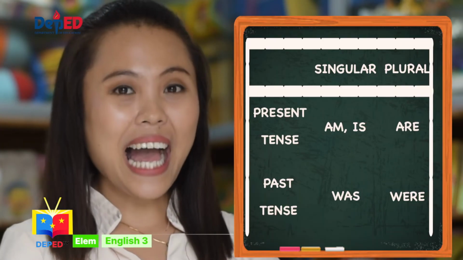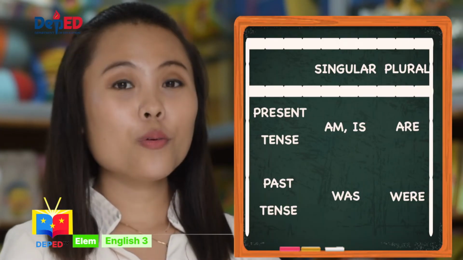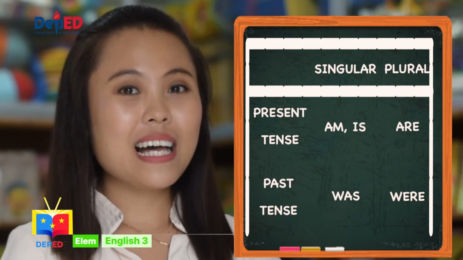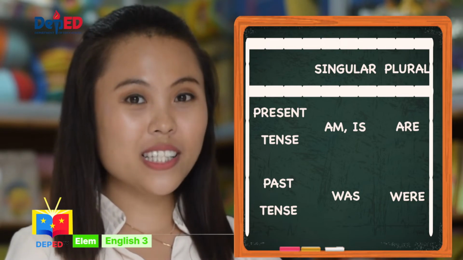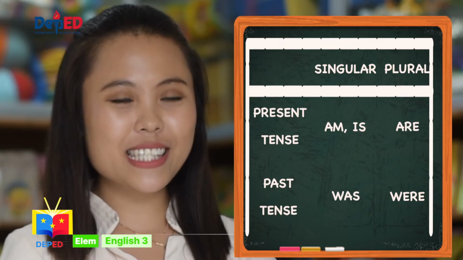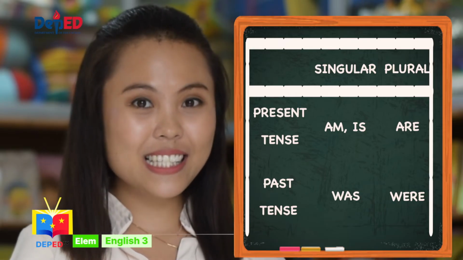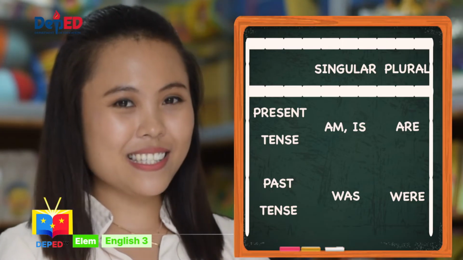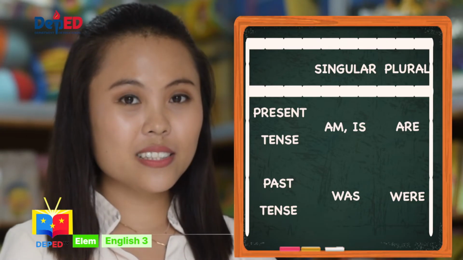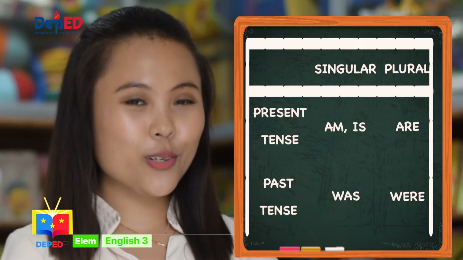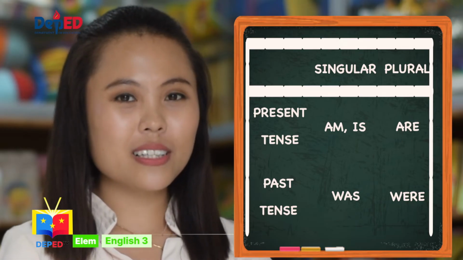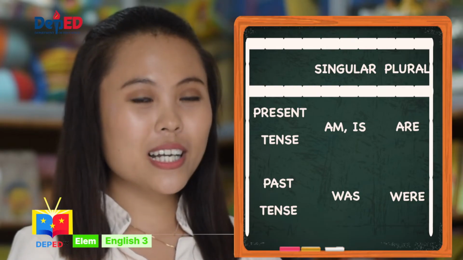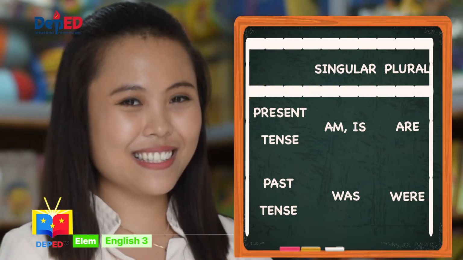Again, am, is, was, are, and were are be verbs. Am, is, and was are used for singular subject. Am and is in the present tense, while was is in past tense. On the other hand, are and were are used when the subject is plural. Are is used for the present tense and were is used for the past tense.